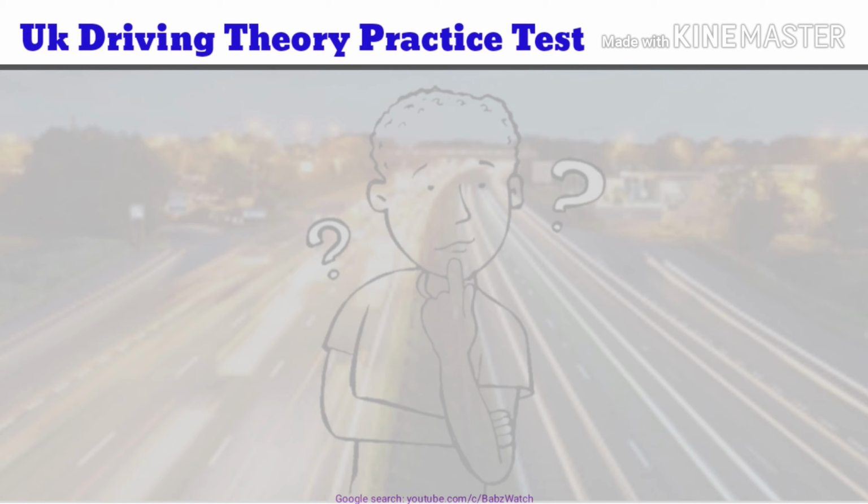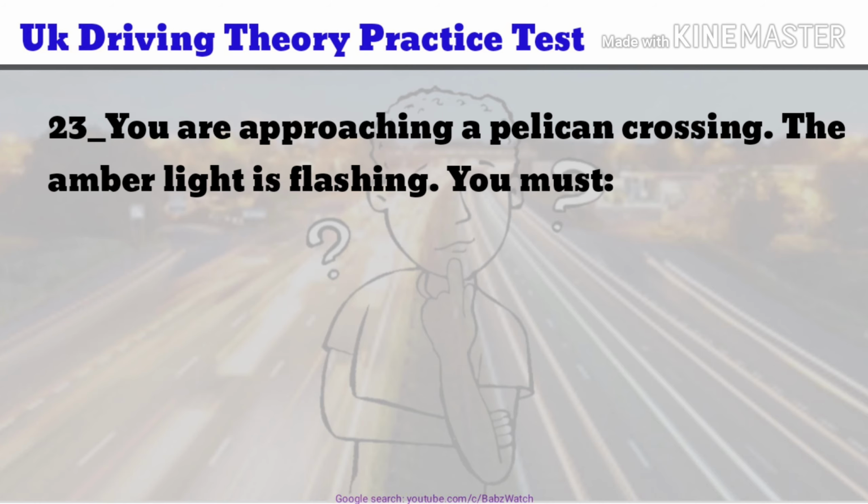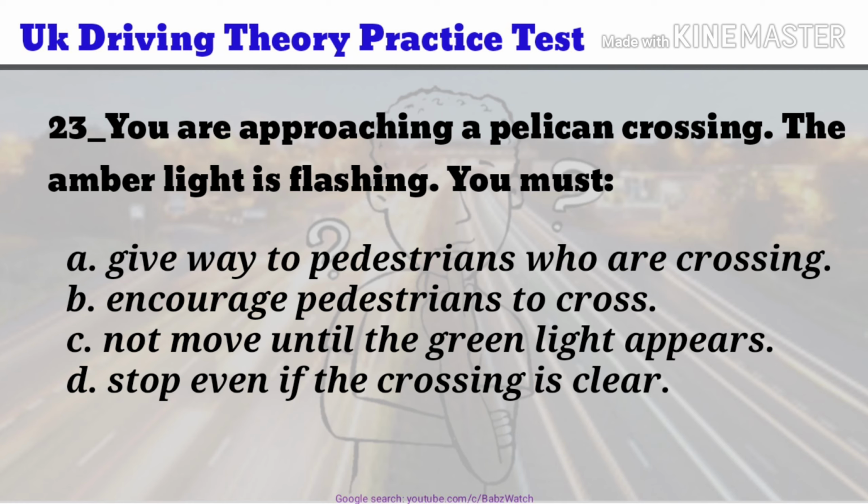UK Driving Theory Practice Test Question 23 of 50. You are approaching a Pelican crossing. The amber light is flashing. You must A. Give way to pedestrians who are crossing, B. Encourage pedestrians to cross, C. Not move until the green light appears, D. Stop even if the crossing is clear. The correct answer is A.